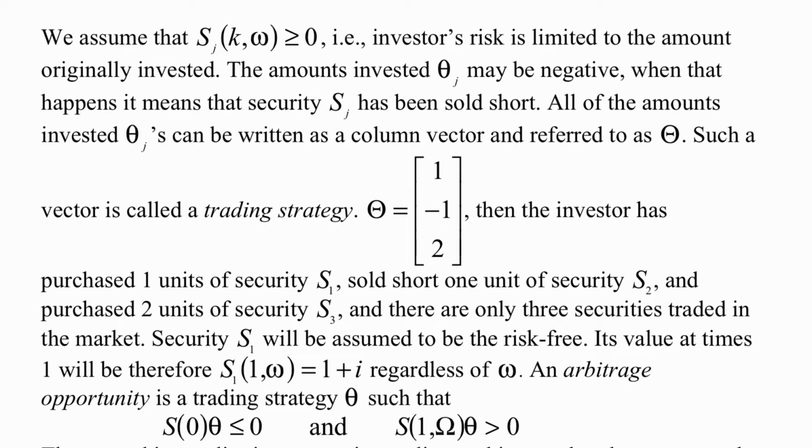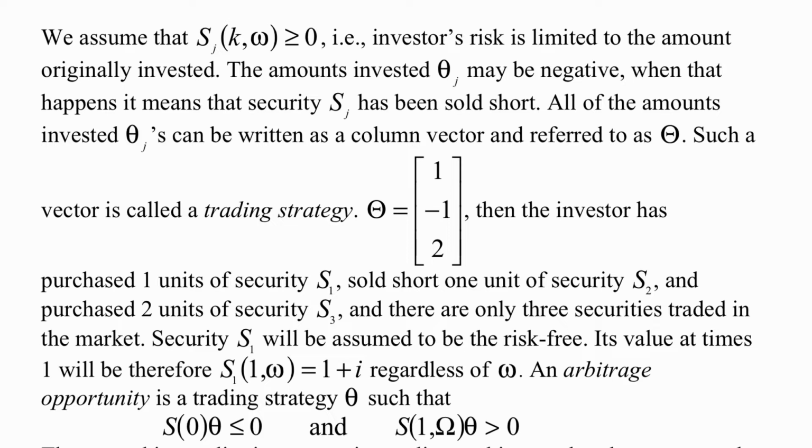Security S1 will be assumed almost always, basically. Well, it doesn't have to be always, but it's basically almost always, to be risk-free. So we assume that there is a risk-free security. What does it mean to be risk-free? Well, it means that the security will pay the same amount at time 1, no matter what happens. In every state of the world, it will pay the same thing. So its value at time 1 will therefore be S1 of 1 omega equal to 1 plus I, regardless of omega.